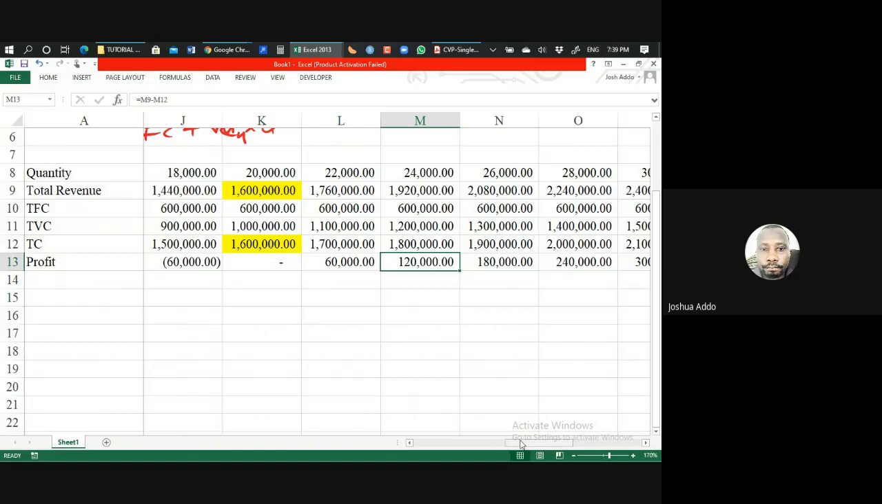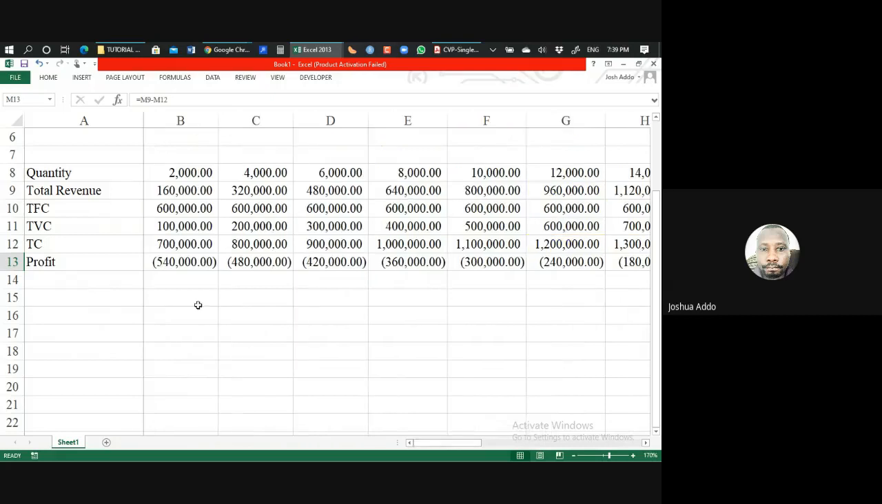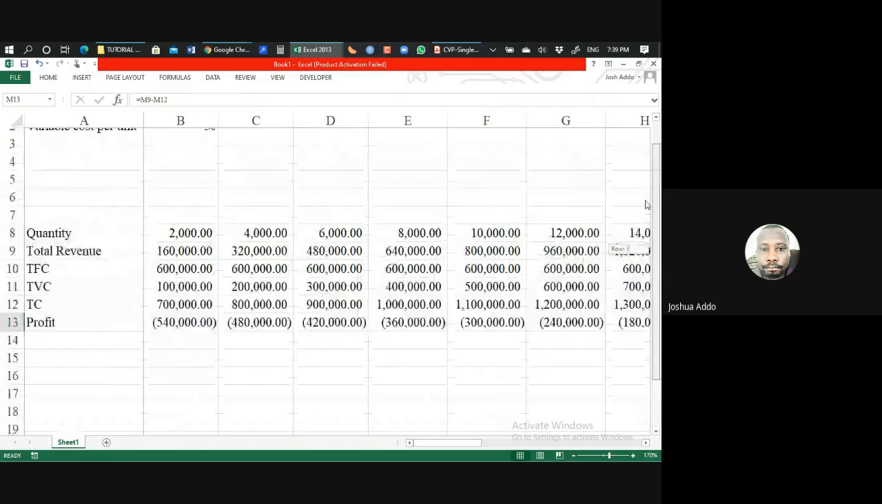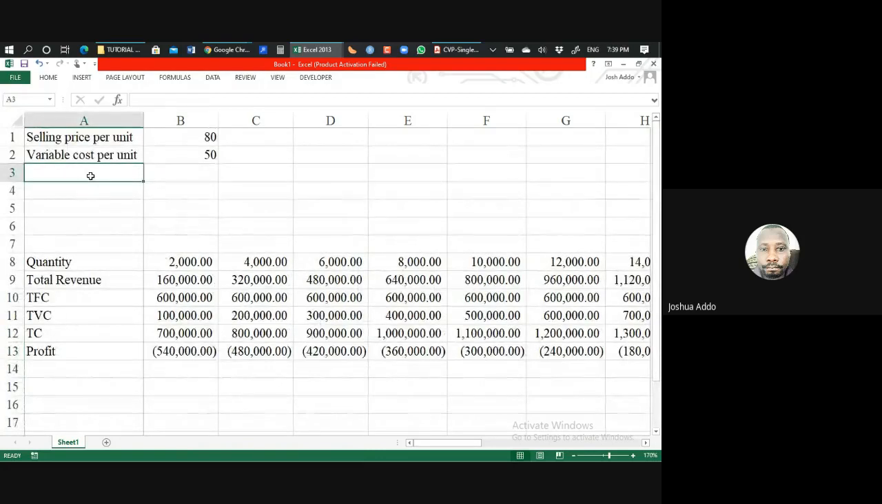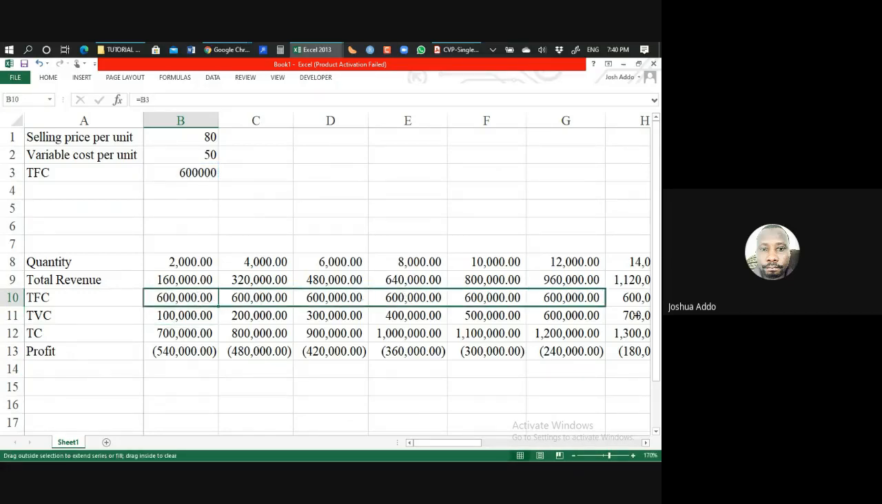And we can even come here and do some sensitivity analysis. If fixed cost changes, let me put a fixed cost figure here so that it will help our sensitivity analysis. Total fixed costs. It was 600,000. Let me put it here and refer to it in the main model from here. The total fixed cost is equal to this, and I drag it all across.